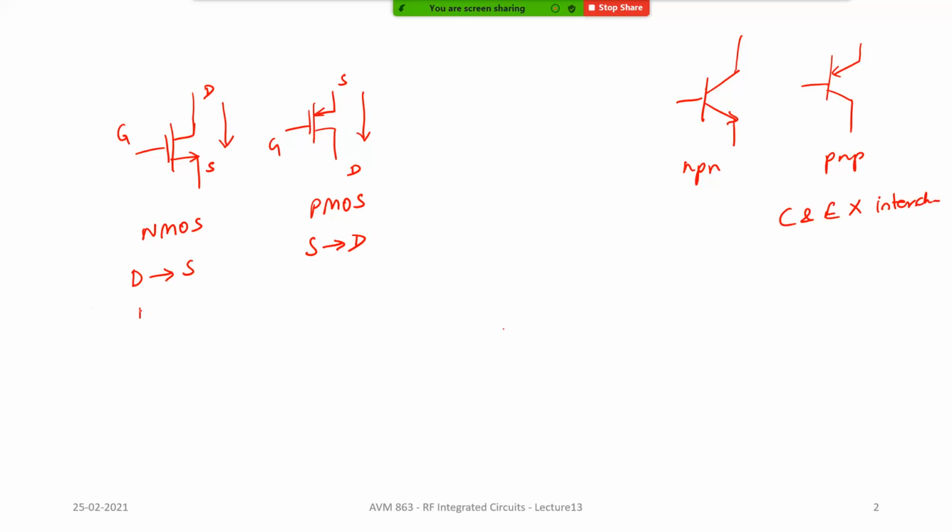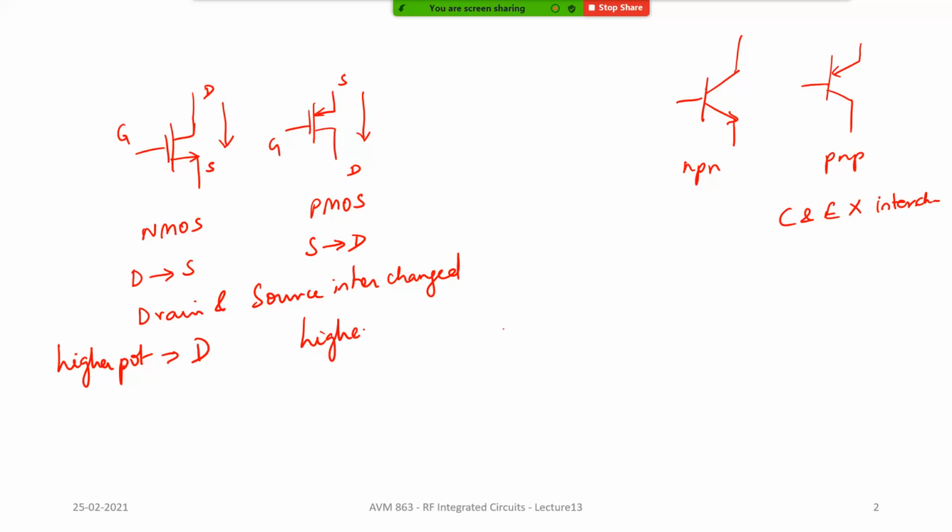Whereas here, drain and source can be easily interchanged. In fact, I have showed you the cross section, and from the cross section, it is easy to see that the drain and the source are symmetric, and therefore drain and source can easily get interchanged. The typical convention is for an NMOS, the higher potential is basically the drain, and for a PMOS, the higher potential terminal is your source.